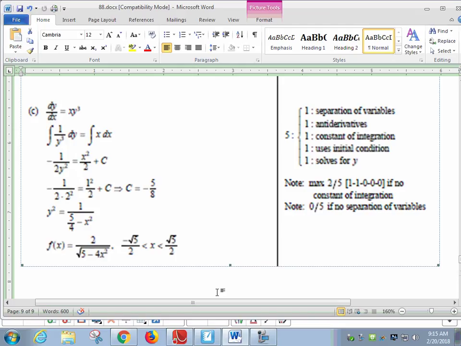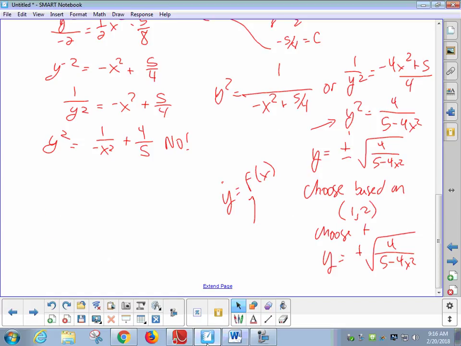You can see that they don't show the plus or minus, but I can tell you from past years they would count off if you didn't show plus or minus and then choose plus. The domain is not required. It's nice and it's good math, but they don't grade for that. All right, so give yourself 0, 1, 2, 3, or 5. If you didn't show separation of variables, give yourself a 0 and then give yourself a little hat, and don't ever do that again.